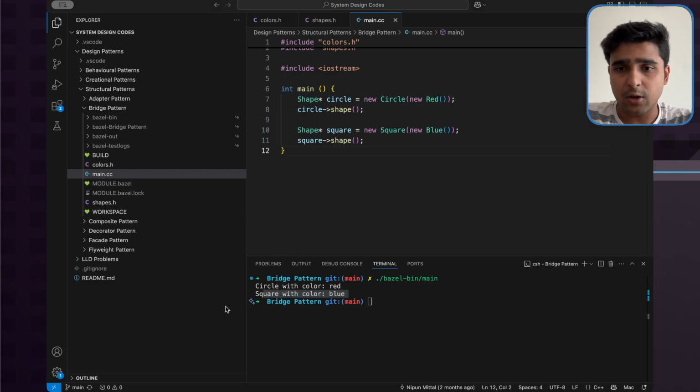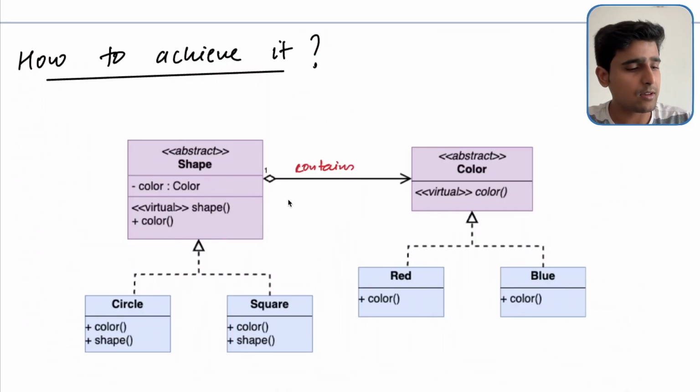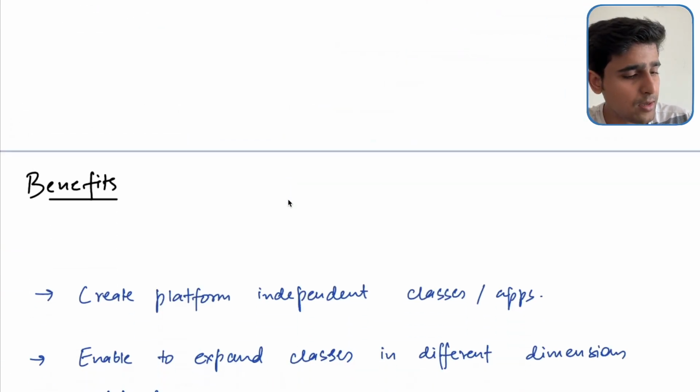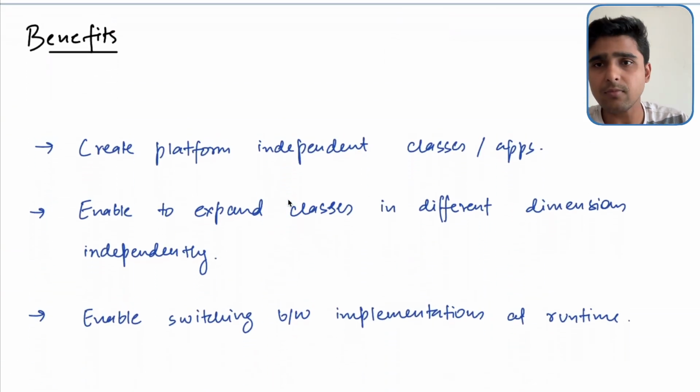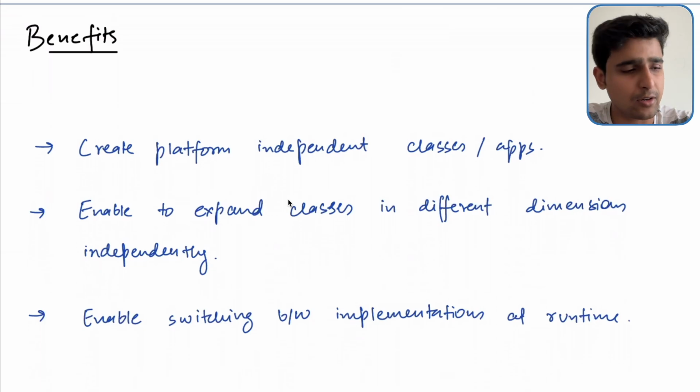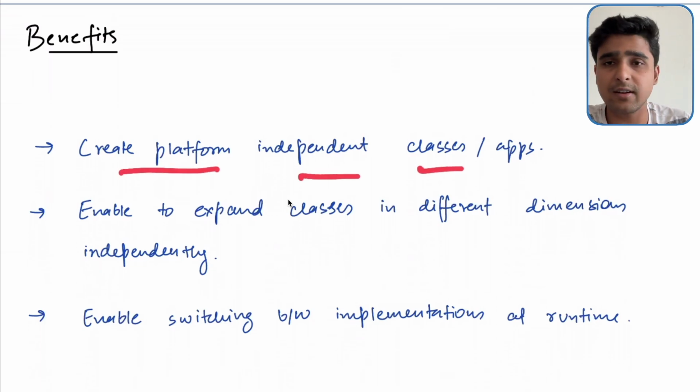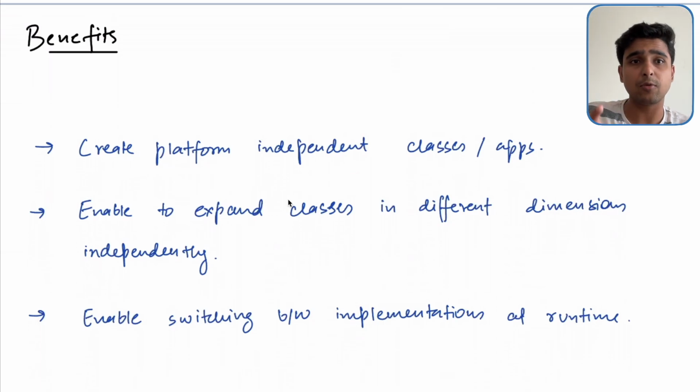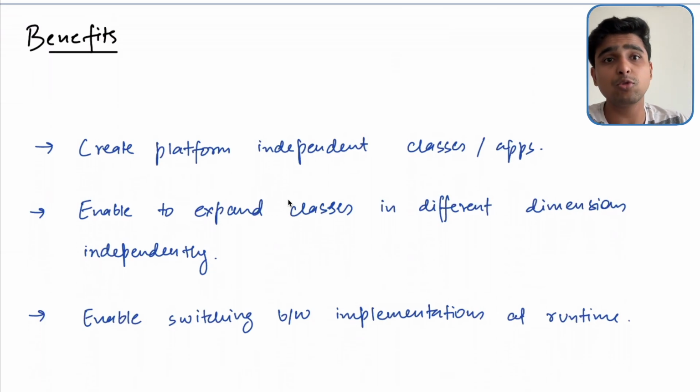So that's it with the code. Now let's come finally to the benefits. So we can clearly see the benefit of this, right? First of all, it creates platform independent classes and apps. So whatever feature or any extension you want to add to your system, you just create a separate hierarchy, separate classes for that, and use those classes in the existing classes.